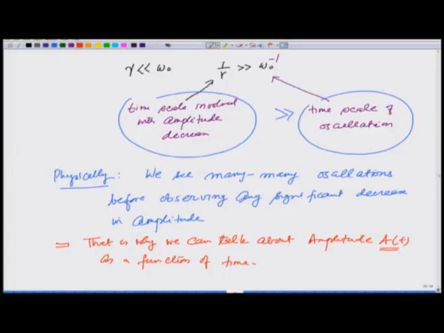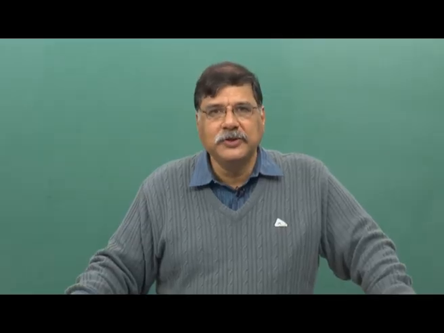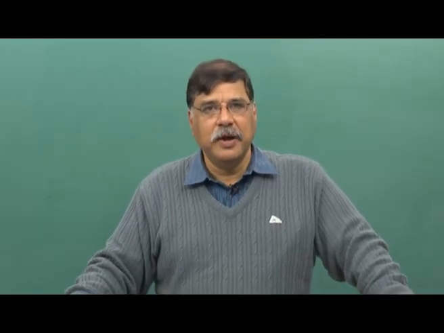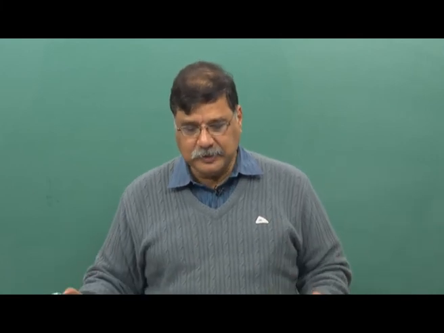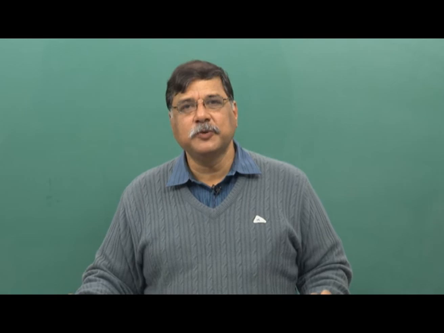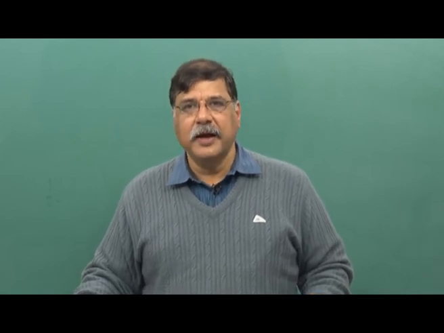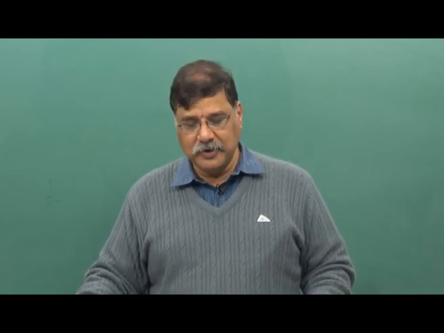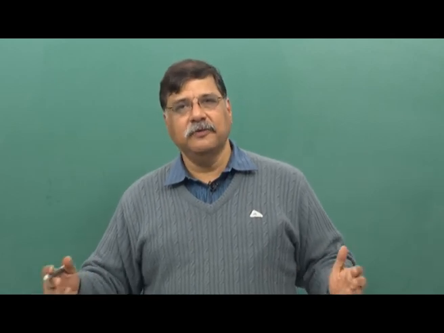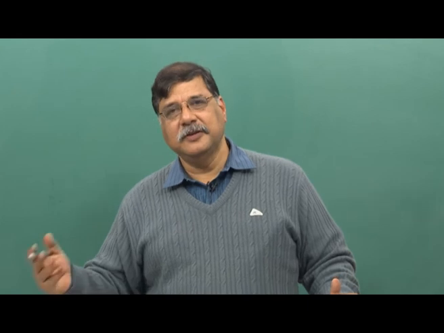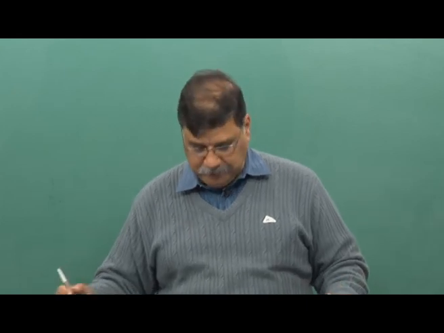If every oscillation the amplitude changed, then I would not have been able to talk about amplitude as a function of time. So, all this slide explains is that gamma being much smaller than omega 0, I can talk of amplitude as a function of time. For a few oscillations it does not really change, for thousands of oscillations it changes, because that is the time scale of 1 over gamma.